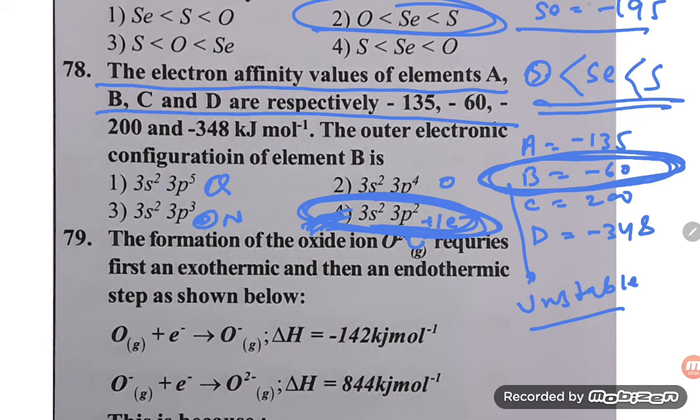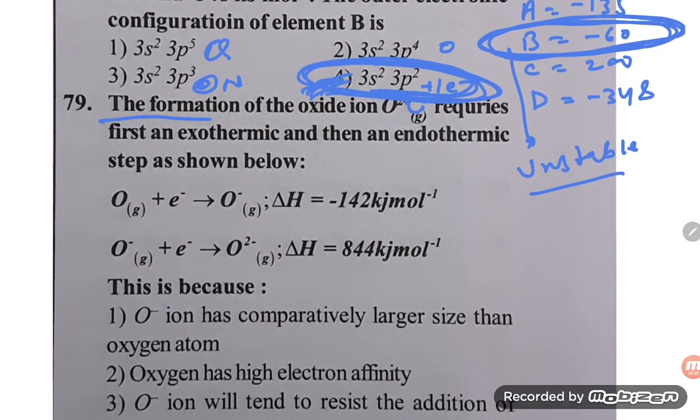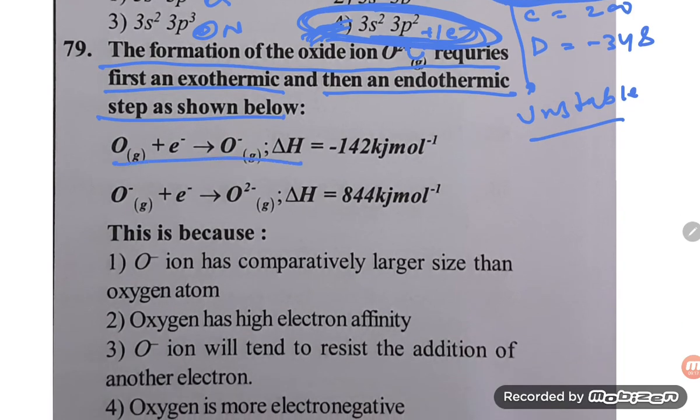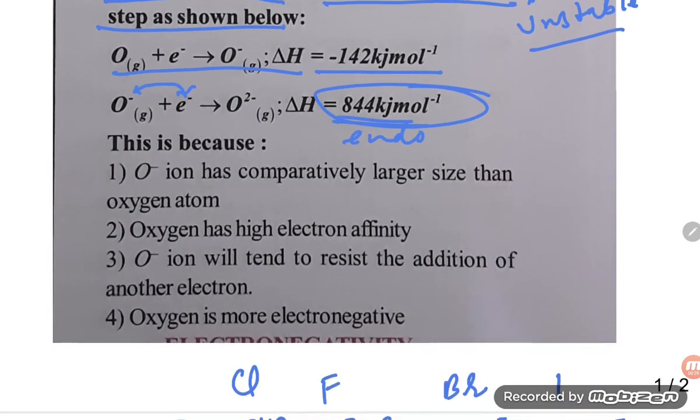Next, 79. The formation of oxide O2 minus ion requires first an exothermic, then an endothermic step. Why, student, exothermic? Because here is the one electron, that is minus 142, but here there is more repulsion from the negative charge. So we need to supply energy. So this is positive, endothermic. So let us see the reason.